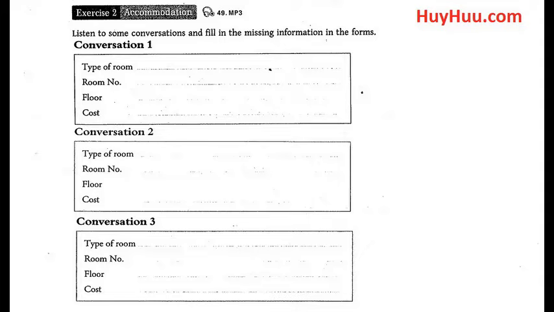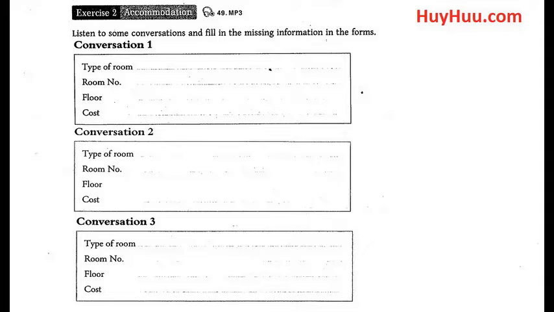Conversation 1. Have you got a single room for 2 nights, please? Yes, room 309 on the 3rd floor. How much is it? £14.50, including breakfast. Conversation 2. Can I book a double room for the weekend, please? Yes, we have a room vacant on the 1st floor, number 135. How much does it cost? £25, including English breakfast.